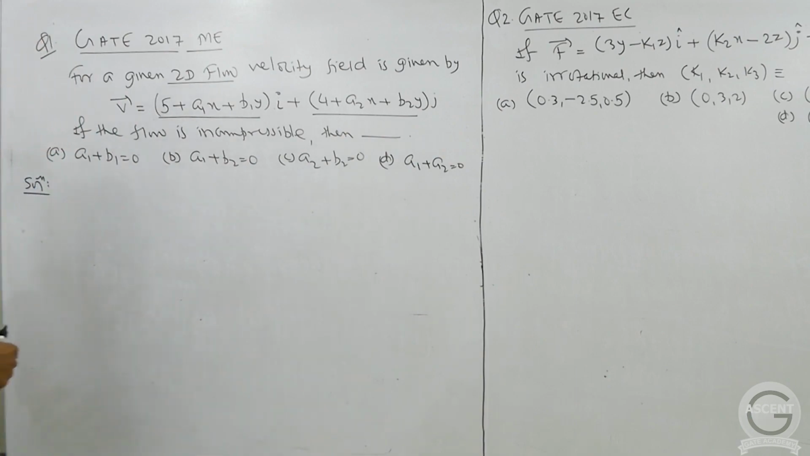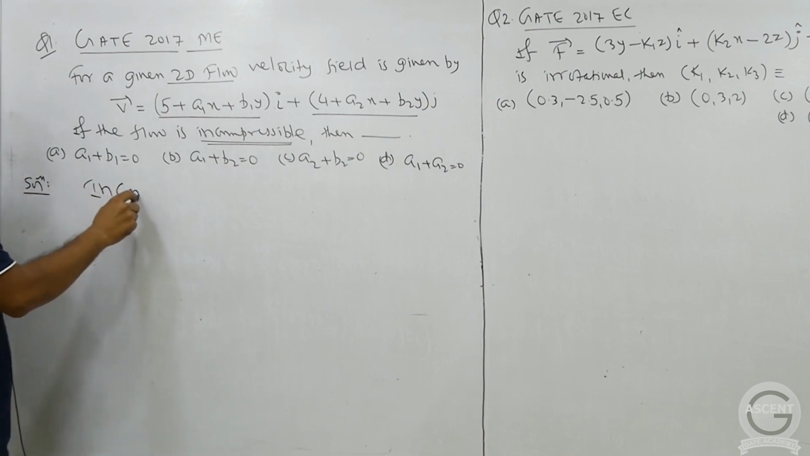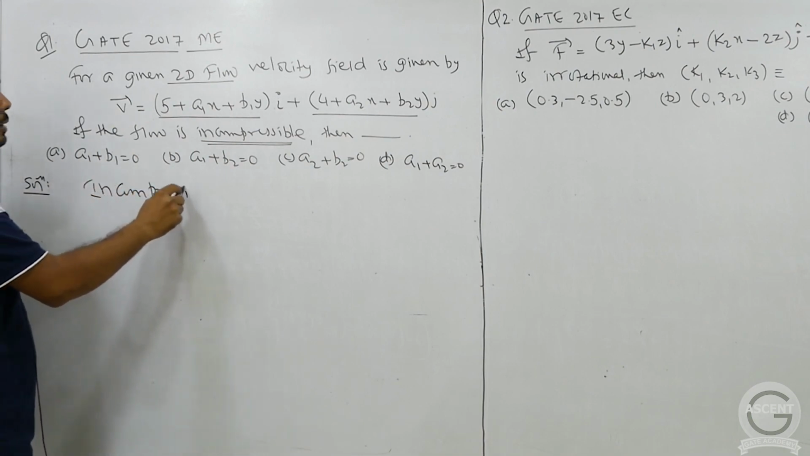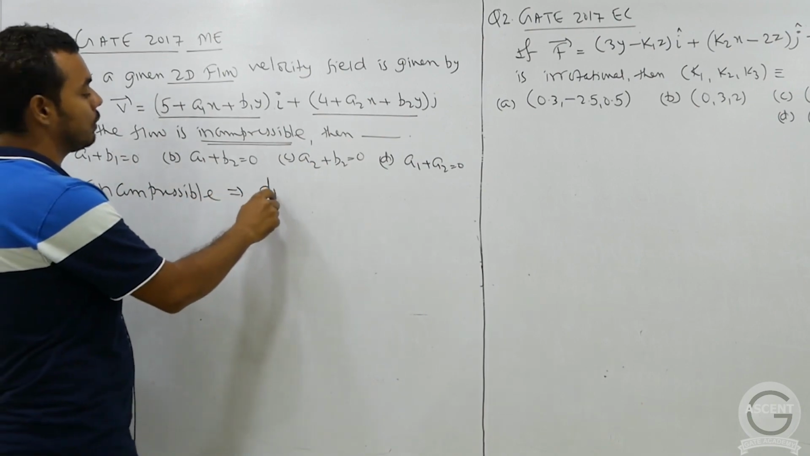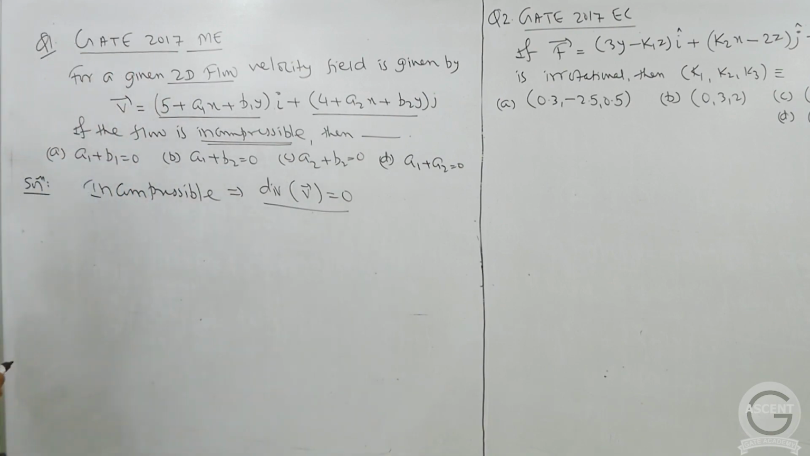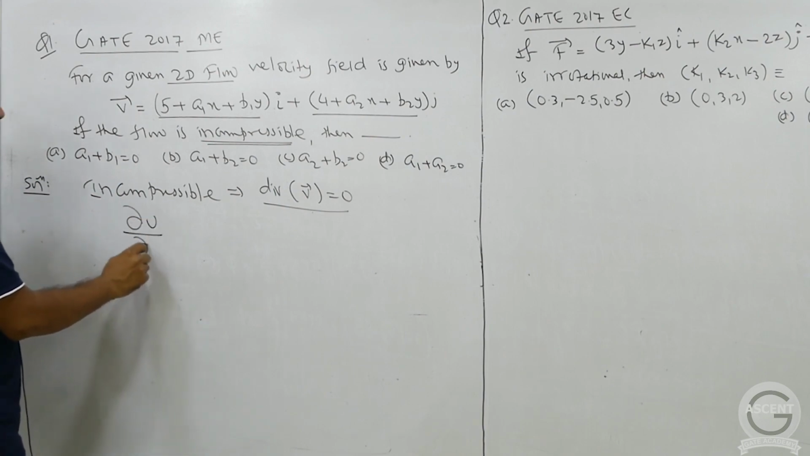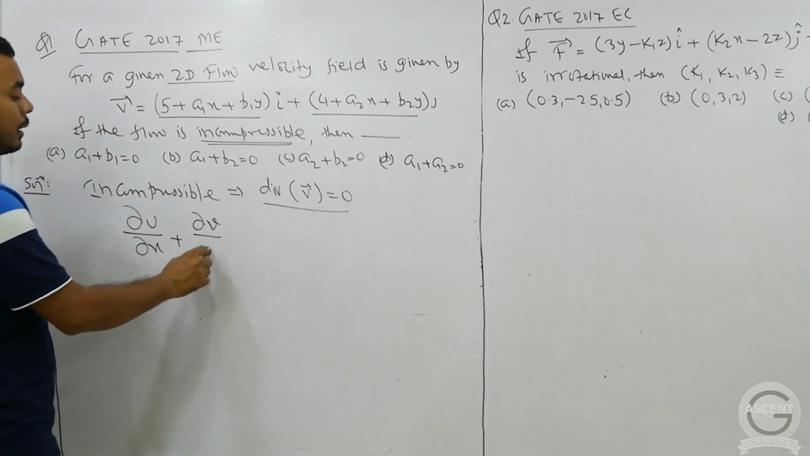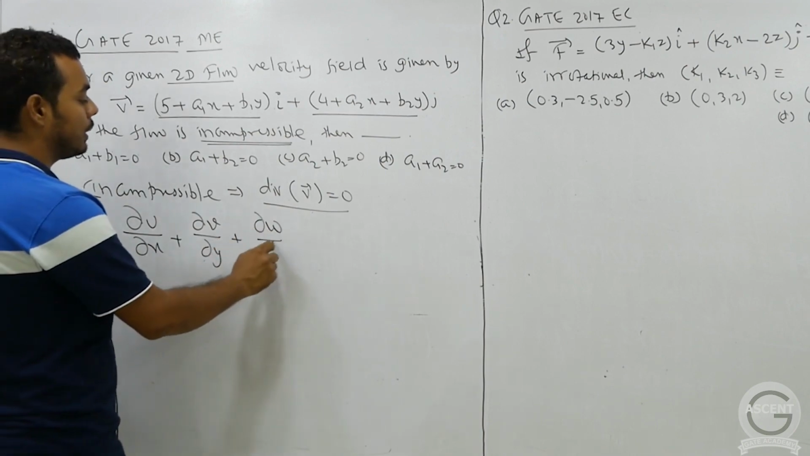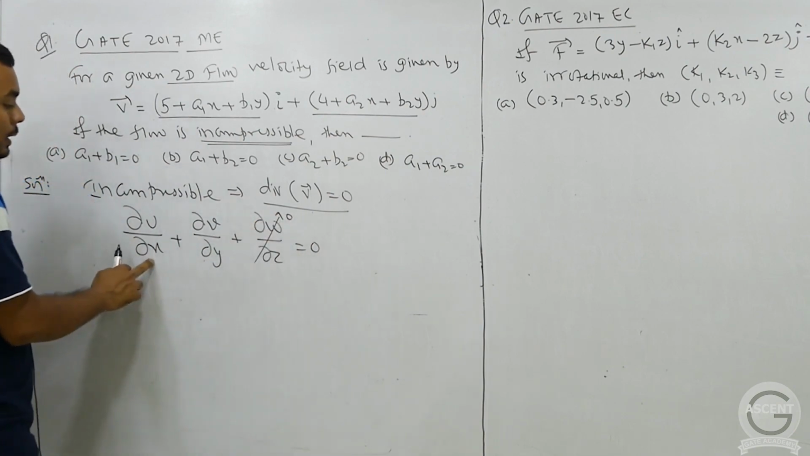If the flow is incompressible, now what is the meaning of this word incompressible? Incompressible means density is constant. If density is constant, then what should be the divergence of the velocity vector? This will be 0. It is given that if the flow is incompressible, then which one of the following four relations is correct? So if flow is incompressible, then divergence of velocity vector will be 0. This means del u by del x plus del v by del y plus del w by del z will be 0. Now since it is a two-dimensional flow, there is no z component, only x and y components.